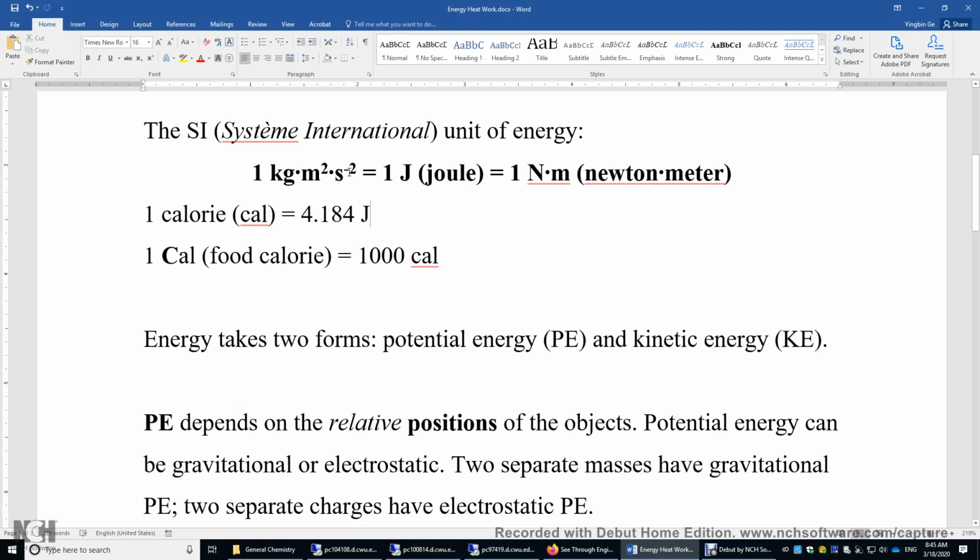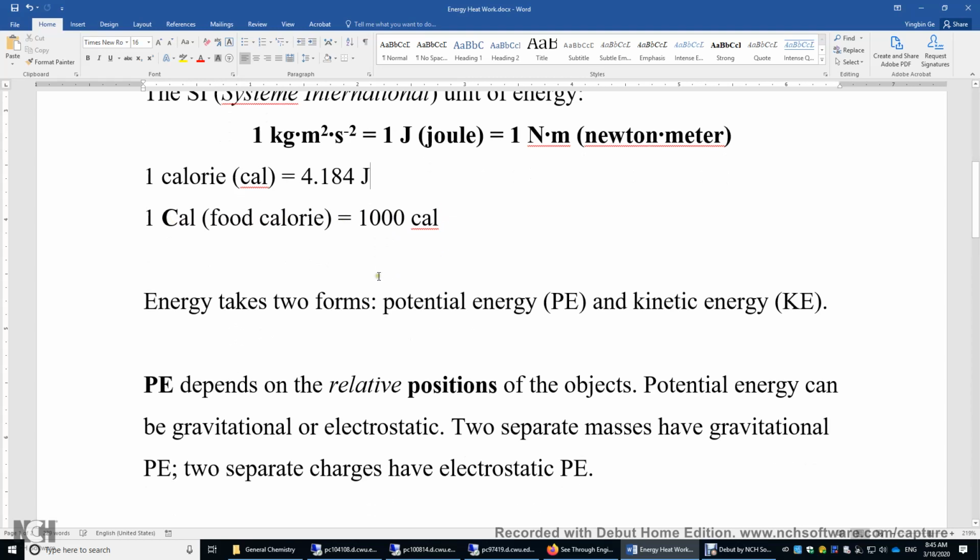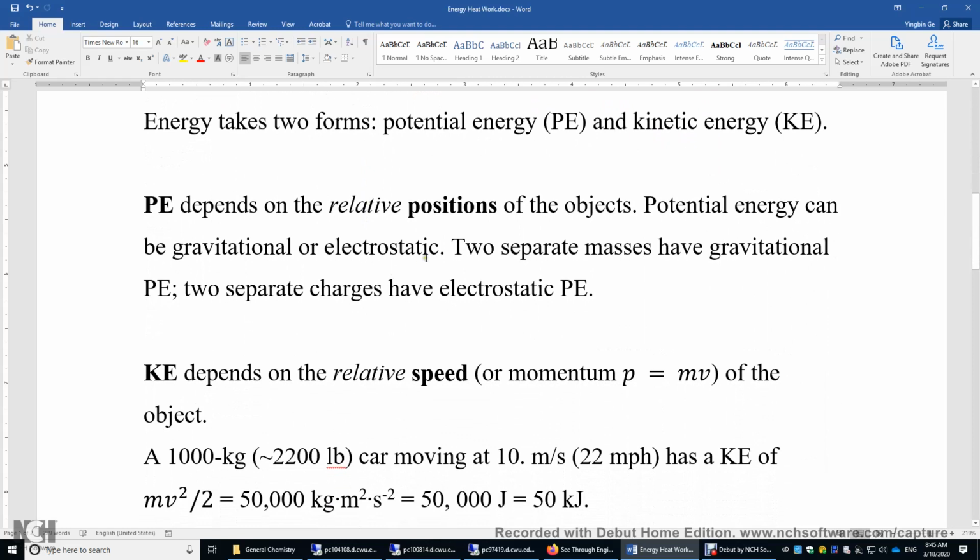There are also non-SI units. 1 small calorie is equal to 4.184 joules. 1 food calorie with an uppercase C is equal to 1,000 small calories, or 4,184 joules. Energy takes two different forms, potential energy and kinetic energy, PE and KE.